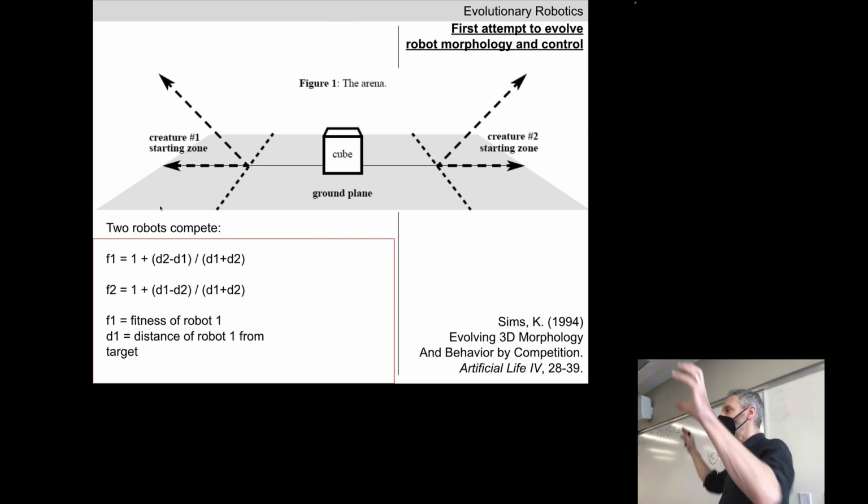So when Sims evaluated a pair of robots in the same simulation, robot 1 on the left and robot 2 on the right, at the end of the simulation, he calculated D1 and D2, distance of robot 1 from the cube, distance of robot 2 from the cube, and the fitness of robot 1 was higher if D2 was higher, if it kept robot 2 away from the cube, and fitness 1 was lower for larger D1. So robot 1 is trying to minimize D1, maximize D2. Robot 2 is doing exactly the same thing. That's the fitness calculation at the end of the simulation.